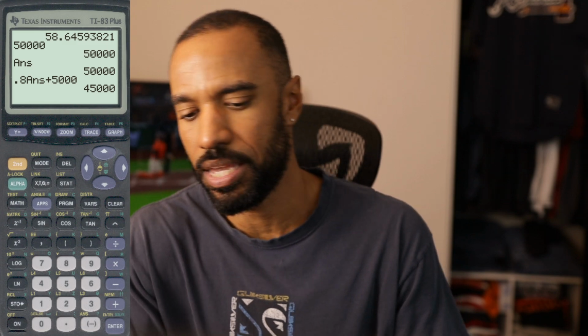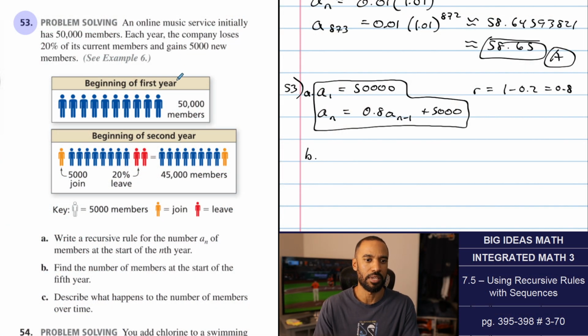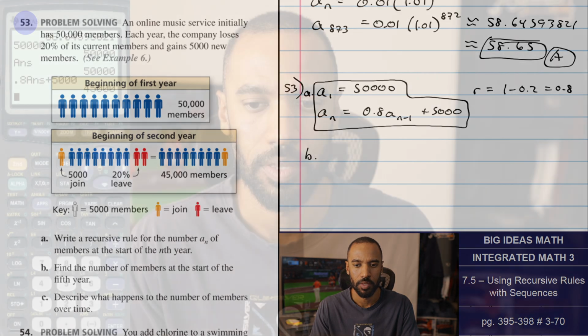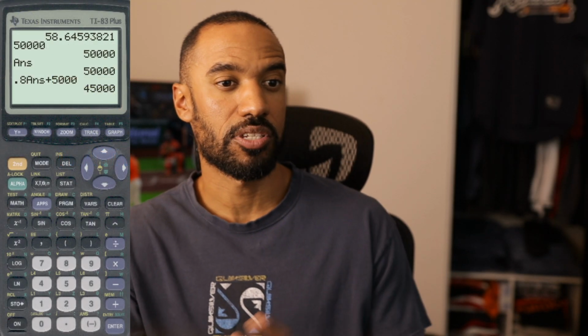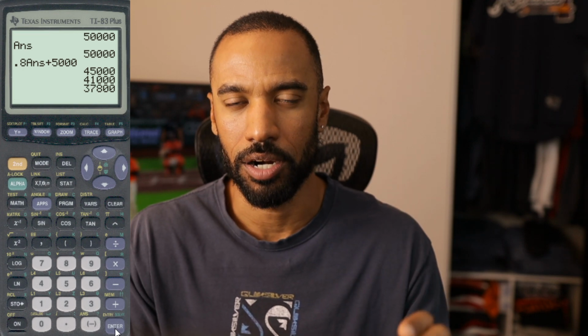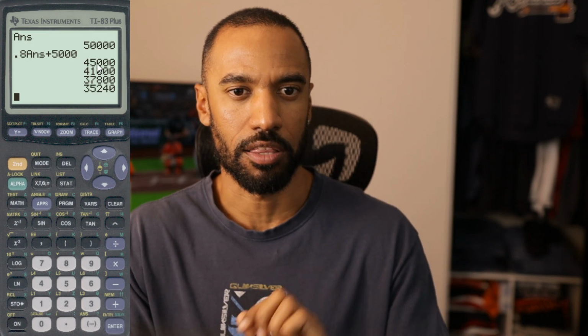Wait, it initially has this many in each year. So they say at the start of the 5th year, I believe we need to find, this is like the year 1. No, this says beginning of 2nd year. So it literally says beginning of 1st year here, beginning of 2nd year. So that's the 2nd year, okay? The 3rd year, I just have to press enter now because it's going to take the previous answer, which is this one. It's going to do 0.8 times that number plus 5,000. So here's the 3rd year, 4th year, 5th year, at the beginning of the 5th year.